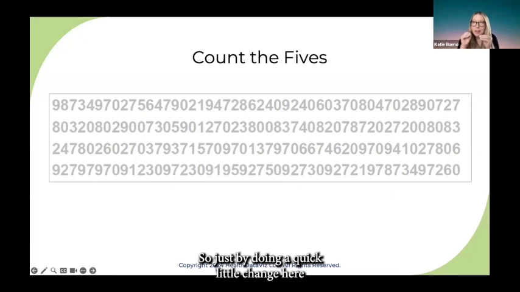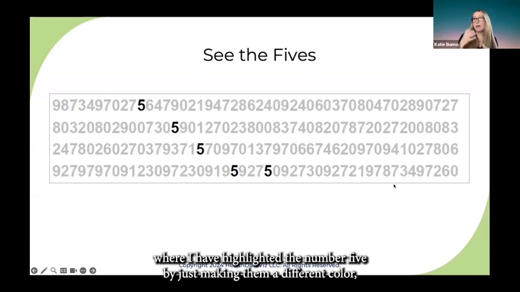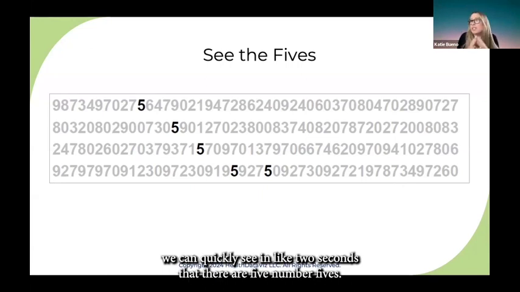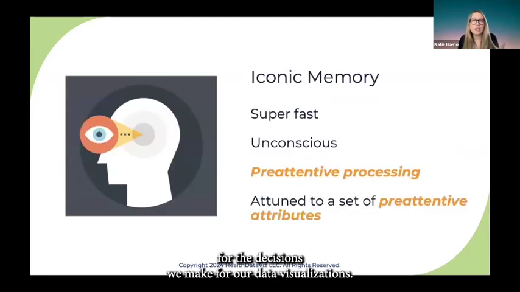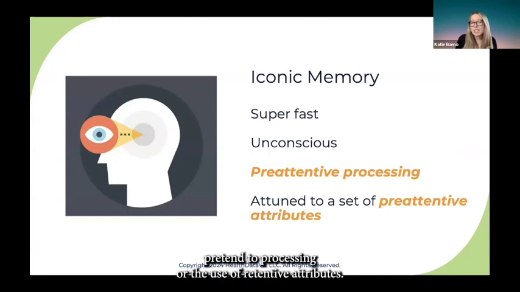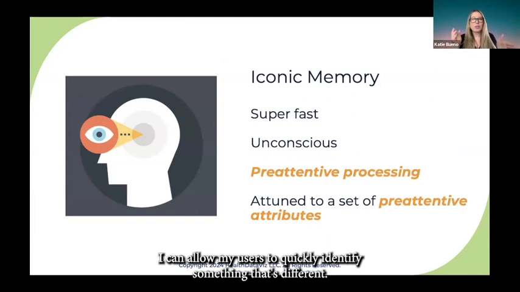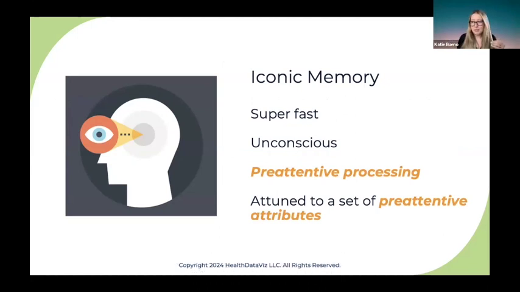So just by doing a quick little change here, where I have highlighted the number 5s by making them a different color, we can quickly see in like 2 seconds that there are 5 number 5s. So knowing how our brains work is going to be super impactful for the decisions we make for our data visualizations. And so this is called iconic memory. You may have heard the term preattentive processing or the use of preattentive attributes. This is that gold standard of what are ways in which I can allow my users to quickly identify something that's different? Our brains are always looking for something that is different, and our eyes are helping our brains take in that information.